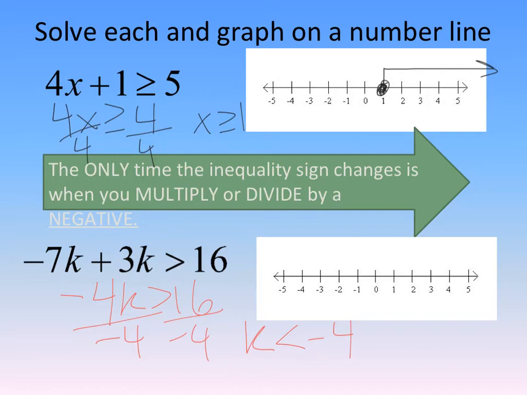Oh, snap, it flips. If you divide or multiply by a negative, the inequality flips. Now we're ready to graph. It's an open circle on negative 4, and it's a less than, so we're going to the left. Very nice.